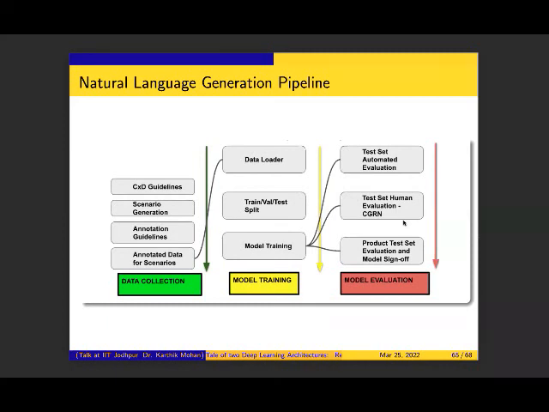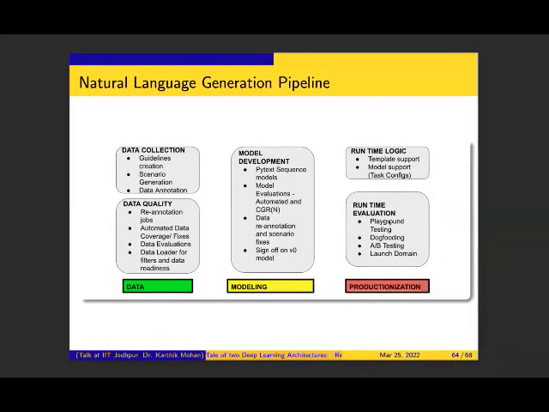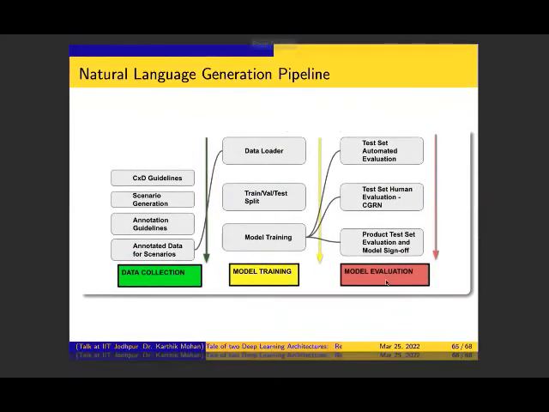This makes sure that once you launch, let's say we launch a domain, you have the least amount of issues. Because after you launch, if customers complain that something is not working, that's not the best place to be. So before you get there, we do a lot of extensive testing. That's very important. There's more detail on the data and modeling, and there's also productionization, where a lot of work gets done as well. But I think I'll skip that for now.